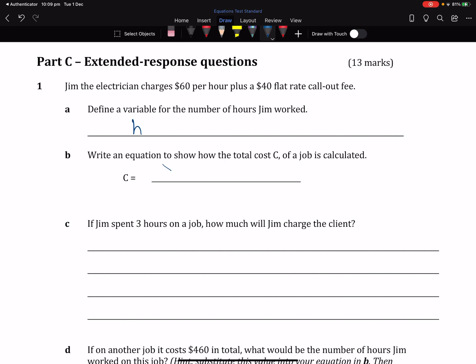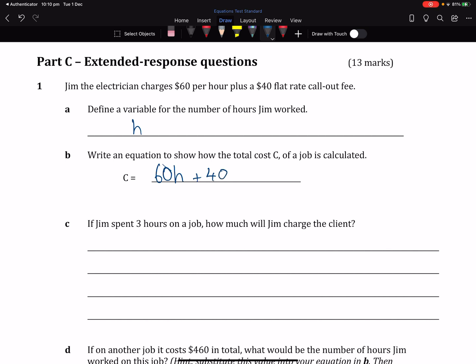Then part B says to write the equation to show how the total cost C of the job is calculated. Now, I know some people got C and started freaking out about what does C mean. C is just going to represent the total amount he gets paid or the total cost for that job. Let's go back. He's $60 per hour. If we're saying the number of hours is H from part A, then it's going to be 60H. $60 times how many hours he works, plus the flat rate of 40, so plus $40.